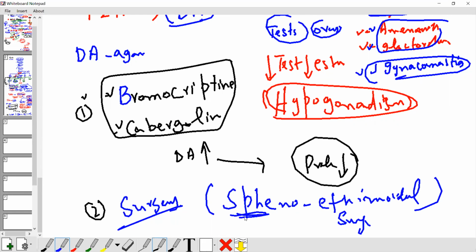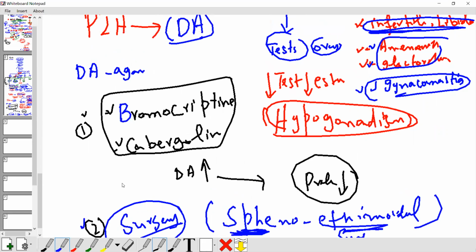This is the sphenoid bone, this is the ethmoid bone. This access is through the nose. It is a surgical procedure just to get access to the pituitary gland. It's a sphenoethmoidal surgery to remove the tumor, the prolactin tumor. Understand? The main therapy is the surgery, just removal of the tumor.